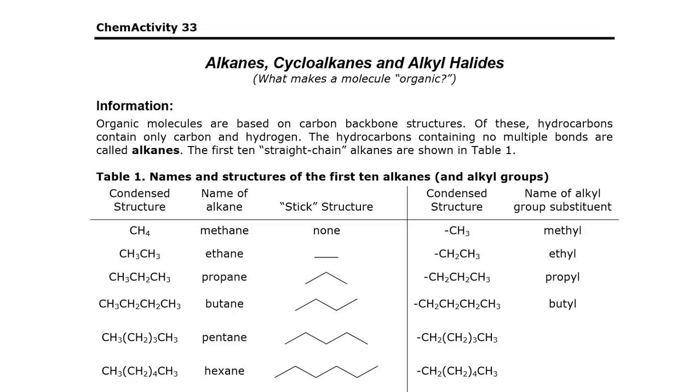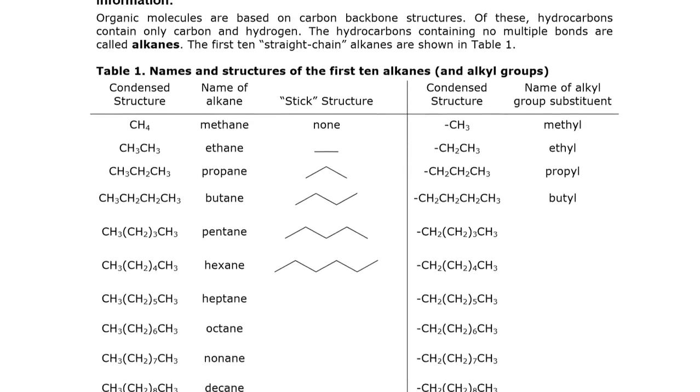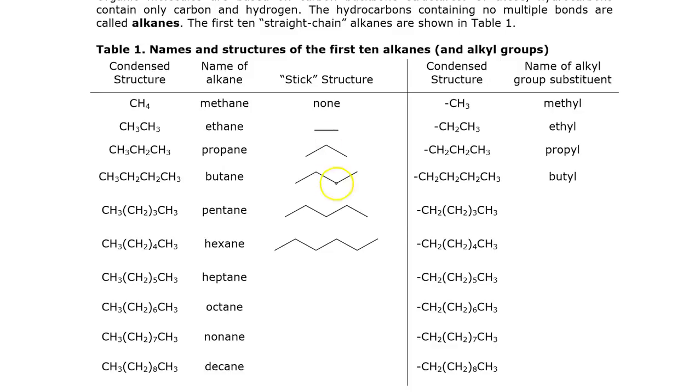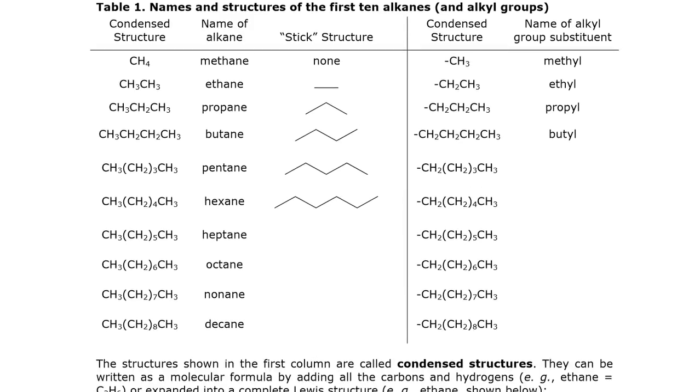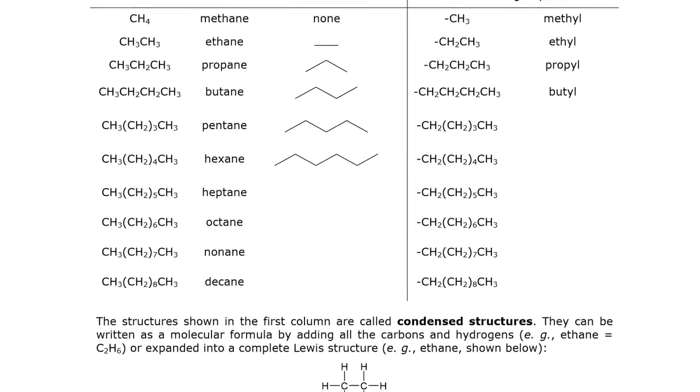Table 1 is showing you the first 10 what we call straight chain alkanes. As you can tell by the pseudo structure, they're not perfectly straight, but they are called the condensed structures.